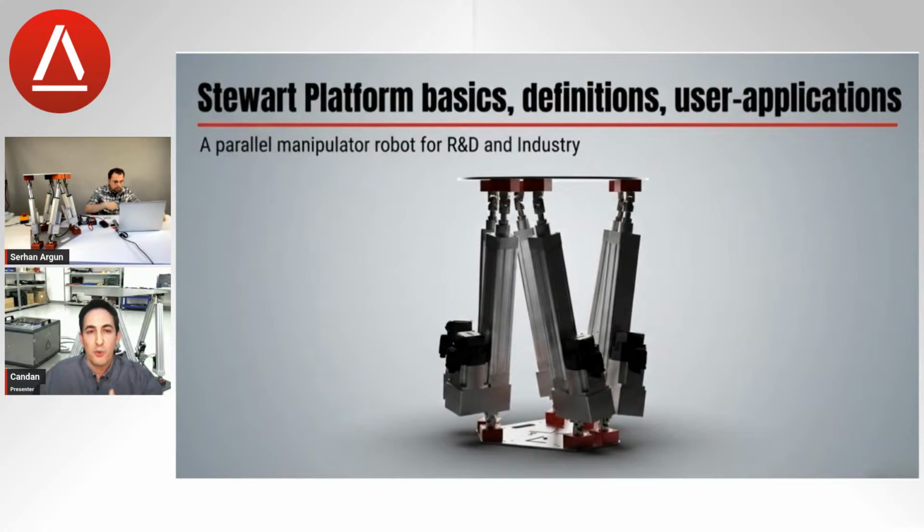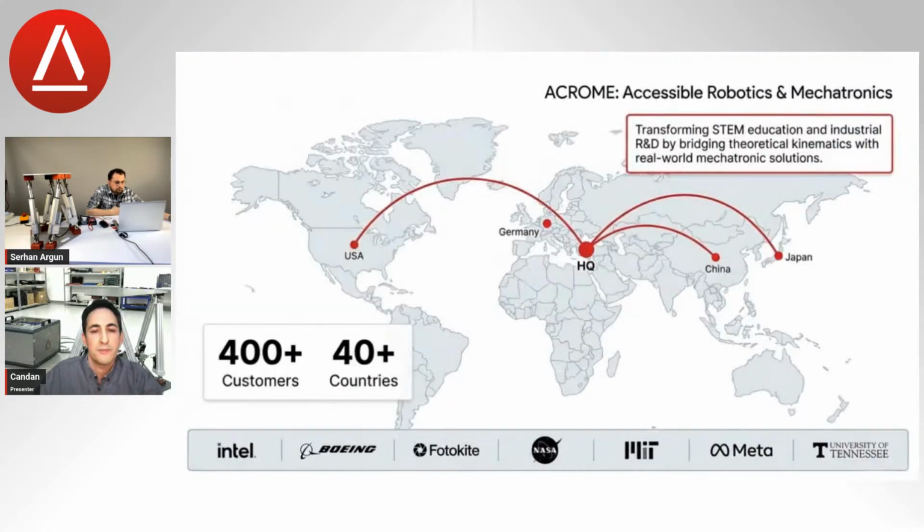Okay, first of all, what is the Stewart platform, for those who maybe have not heard it before or are willing to learn more about it? A Stewart platform is a parallel manipulator robot, which is widely used for R&D purposes, and it is also used in industrial applications as well.